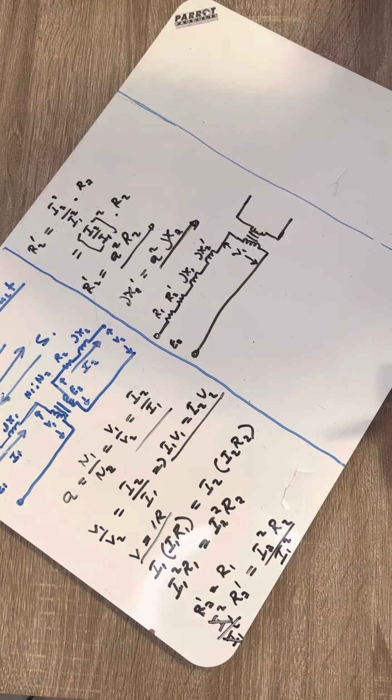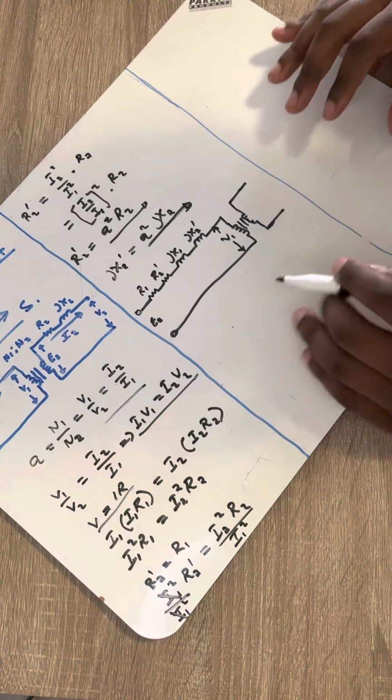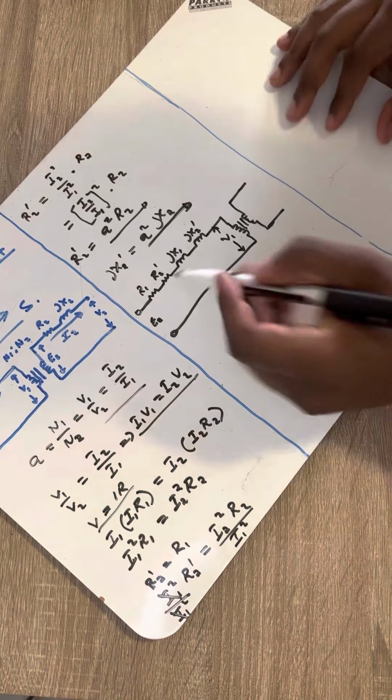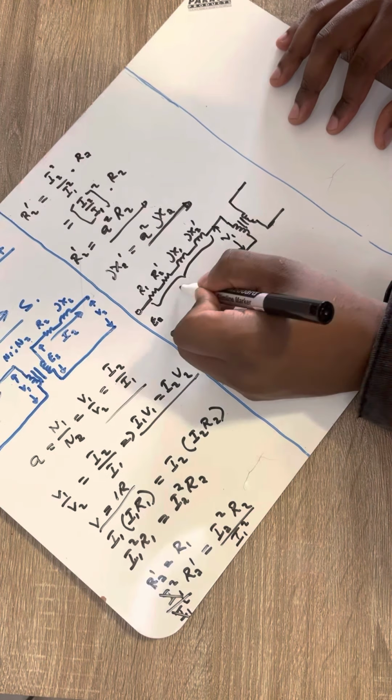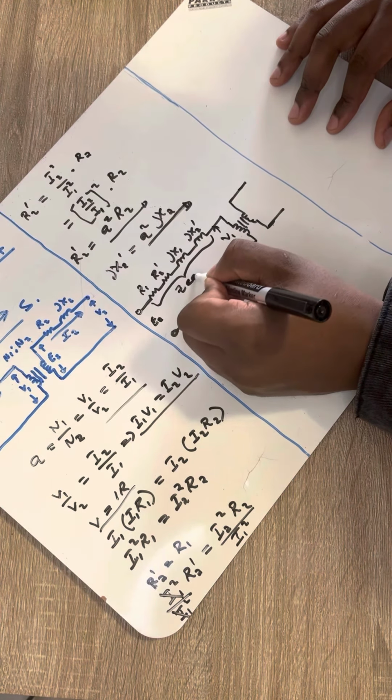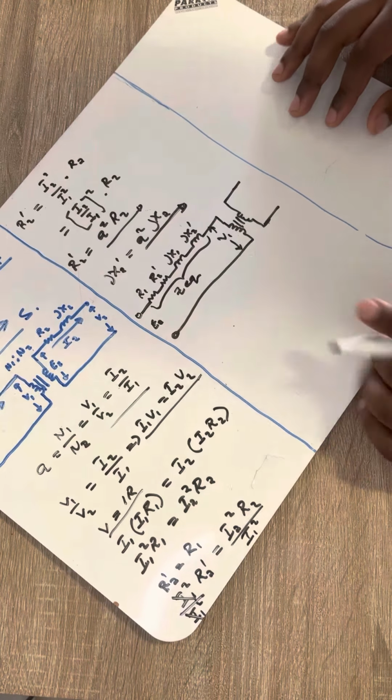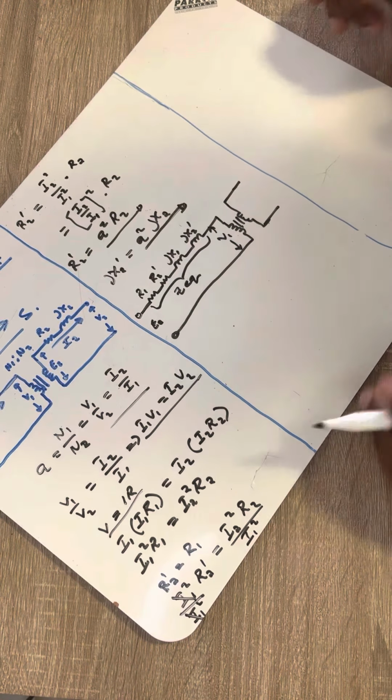Okay. So this is, let's call it R equivalent. So the total impedance, let's call it Z equivalent.